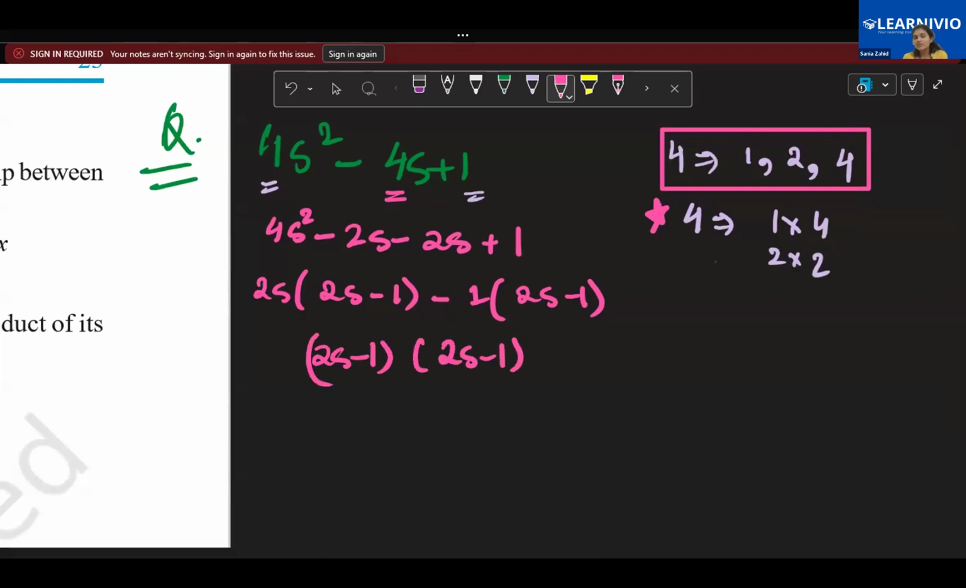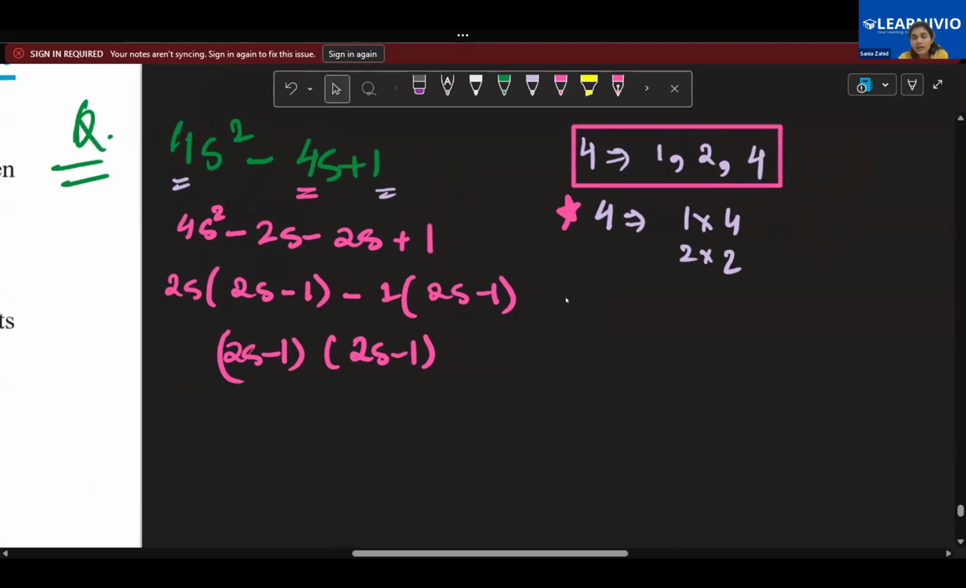So what kind of factors does it have? It has two identical factors. So can somebody tell me what kind of graph will it have? How many points will it touch? Only 1 point, right? A parabola that's touching only 1 point means that it has two identical solutions. So everyone understood this one, middle term splitting?